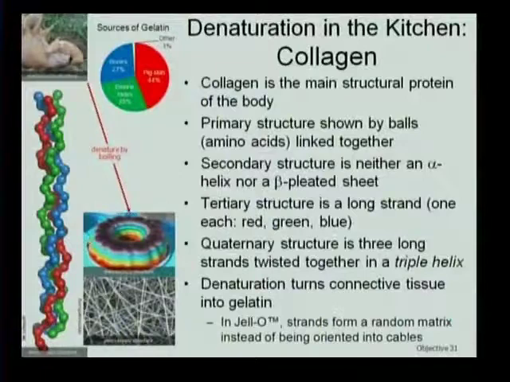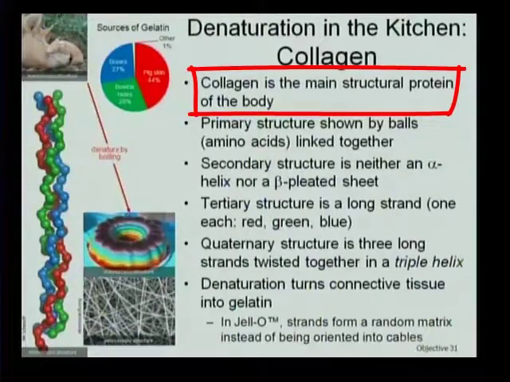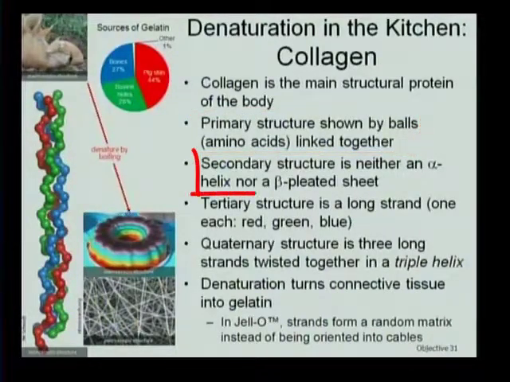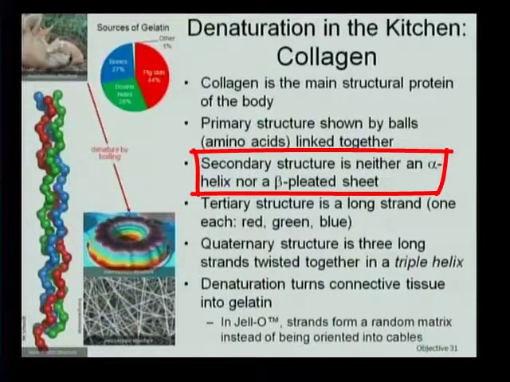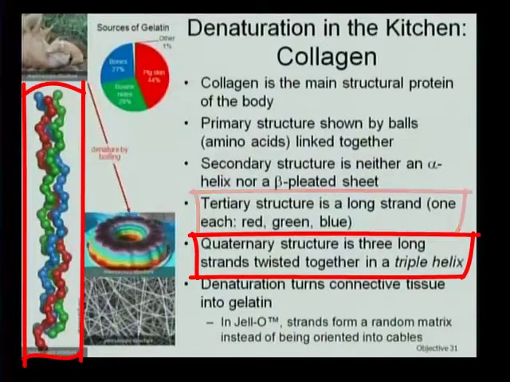Another example of denaturation which we see in the kitchen is the protein collagen. Collagen is the main structural protein of the body, so we find this in almost all the connective tissues of the body. The primary structure here is shown by the amino acids linked together. The secondary structure is sort of disorganized, and so it's neither an alpha helix nor a beta pleated sheet, but the tertiary structure is a long strand with red, green, and blue strands, also twisted together into a triple helix, which gives this a lot of strength.